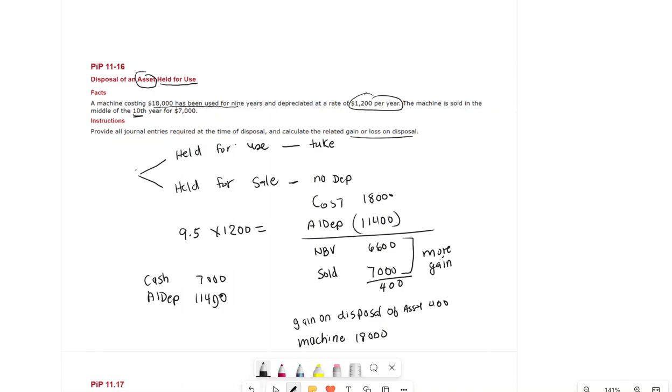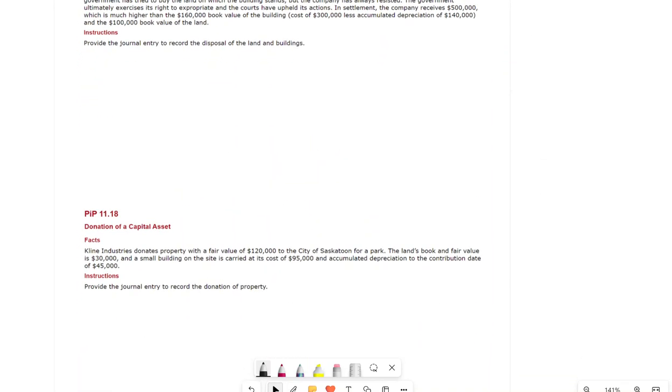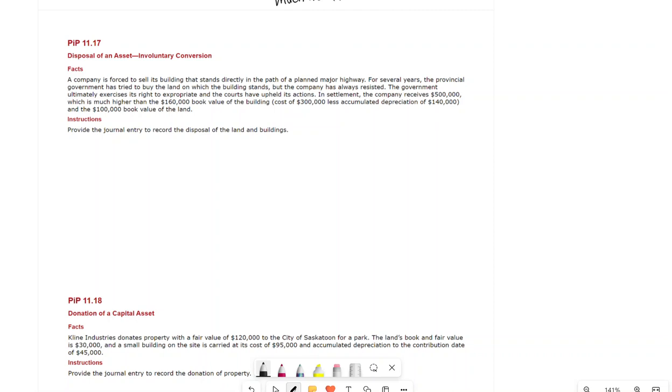Going further to our next one, those are the last two things we need to do: disposal by involuntary conversion, which means you didn't want to sell it but it happens involuntarily. What are some of the reasons you could have an involuntary conversion? It could be a fire, a natural disaster, or a major highway. If the government wants to take over your property because it is in the middle of where they want to build a highway, a company is forced to sell its building. So you're forced to do that.